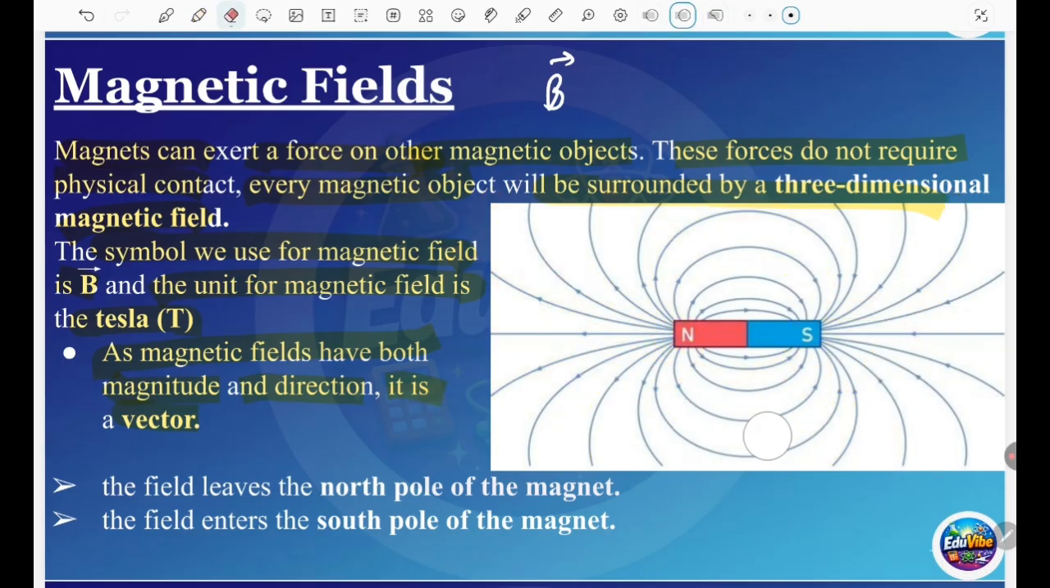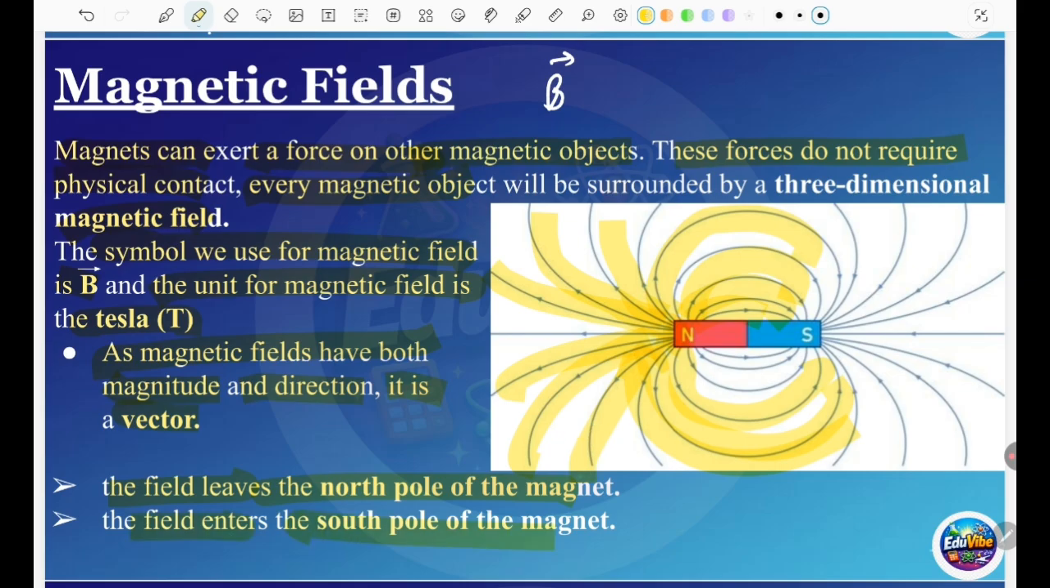If we know how they can be made, the field leaves the north pole of the magnet. You can see this is a north pole and it leaves from there. You can see the arrows go out, leaving from the North Pole, and the field enters the South Pole. You can see they enter the South Pole. It goes from here, goes full circle and goes in.